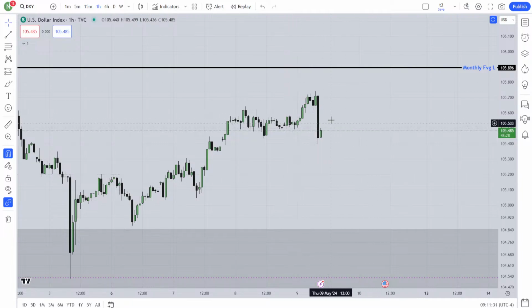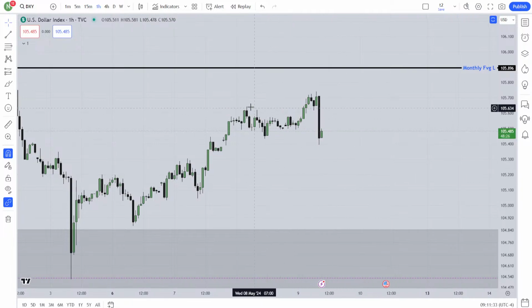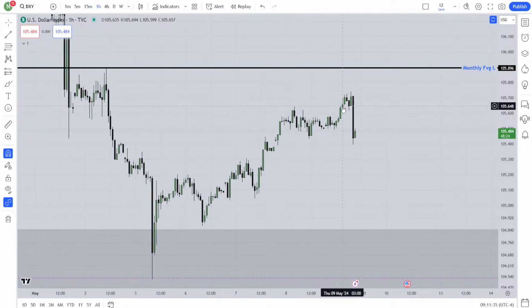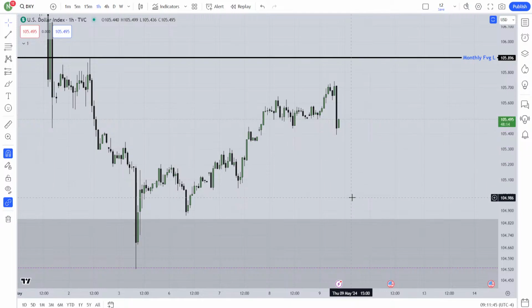So from the hourly chart, you can see a very nice setup. Market has taken the buy side liquidity, very nice market structure shift. Market is now making a fair value gap. It has traded this last fair value gap from the hourly chart. It's a very clean sell setup.